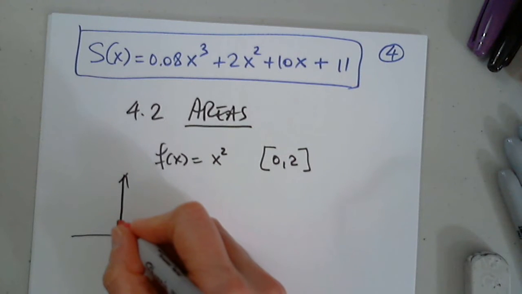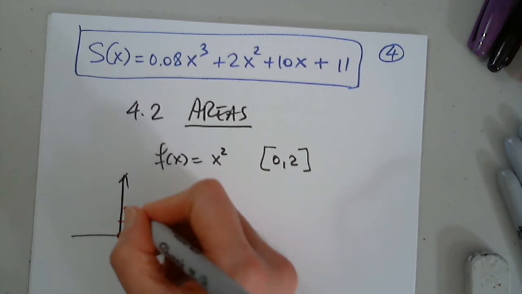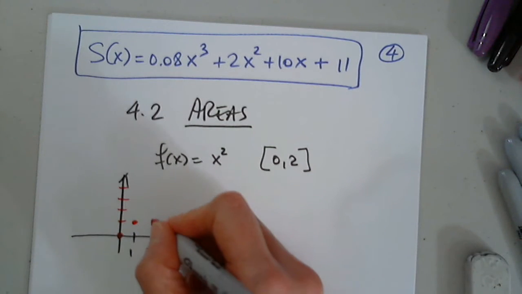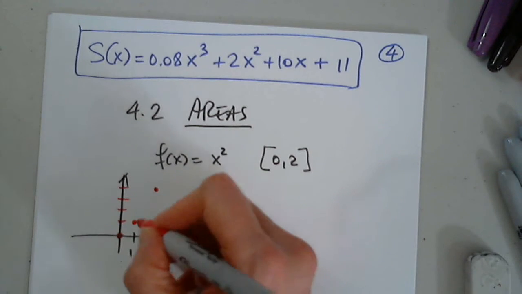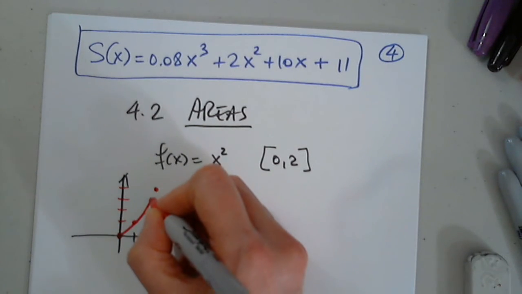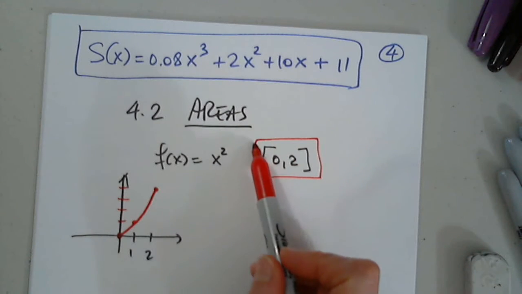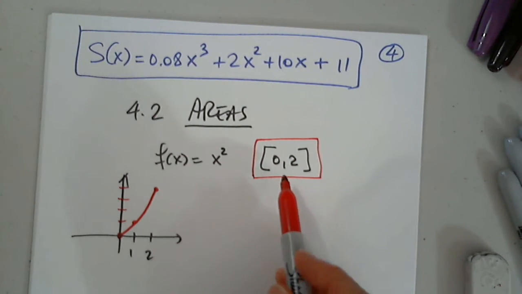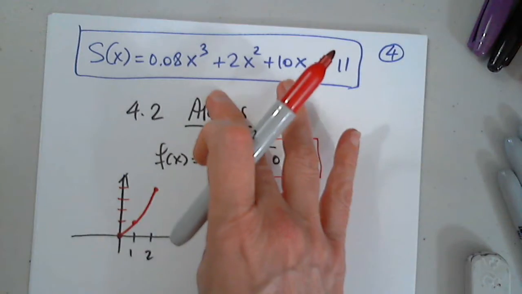When x is 1, how much is y? 1. Perfect. And when x is 2, how much is y? 4. Excellent. So here's the graph. This is the graph. Notice that this is given to us. It's a fixed interval. So we're talking about this. Nothing to the side, nothing above, nothing.